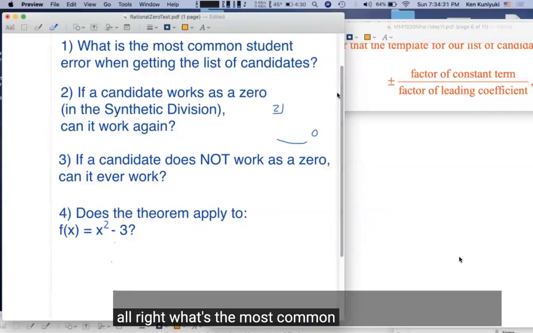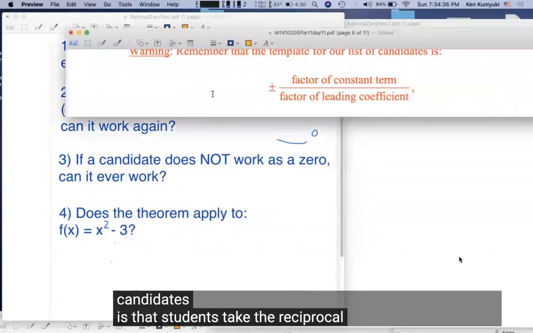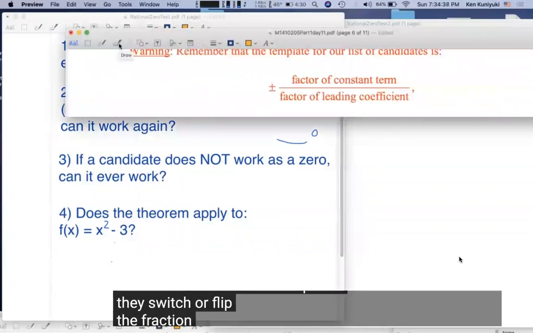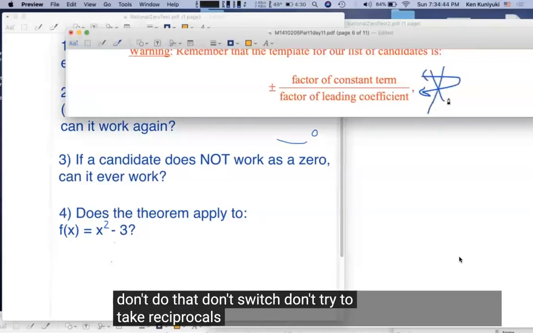All right, what's the most common student error when getting the list of candidates? It's that students take the reciprocal. They switch or flip the fraction around. The problem is that students often do this. Don't do that. Don't switch. Don't try to take reciprocals.